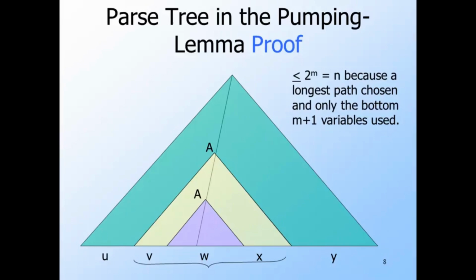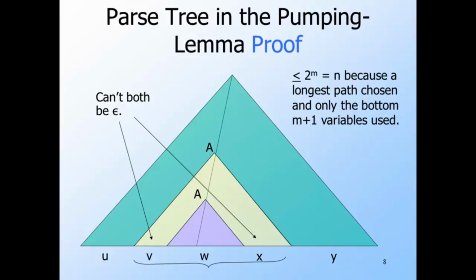Since the path shown is as long as any other, and that path has at most n plus 1 variables, we know by Lemma 1 that we just proved that the yield of the yellow plus purple is no longer than 2 to the power m, or n. That is, the length of VWX is no more than n. But V and X both can't be empty. Why? That's a useful property of Chomsky normal form grammars.